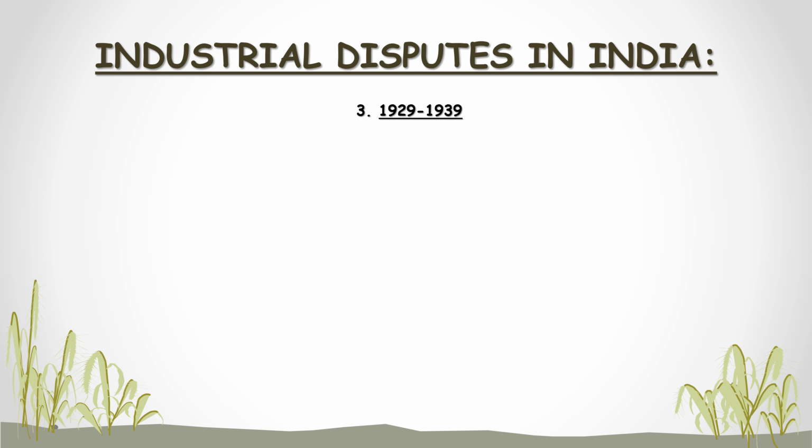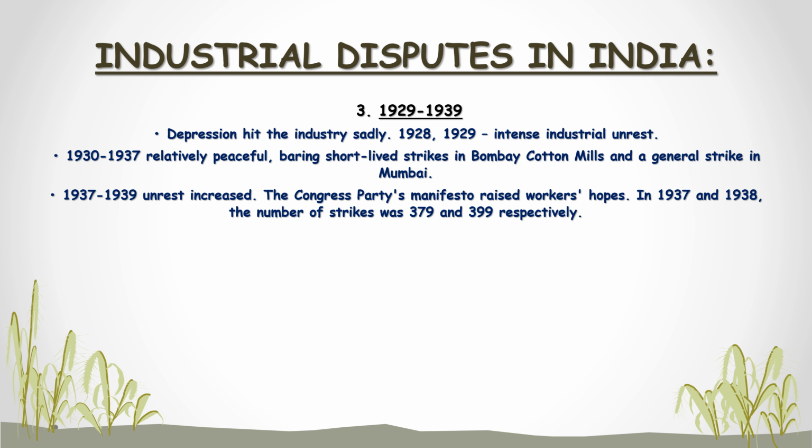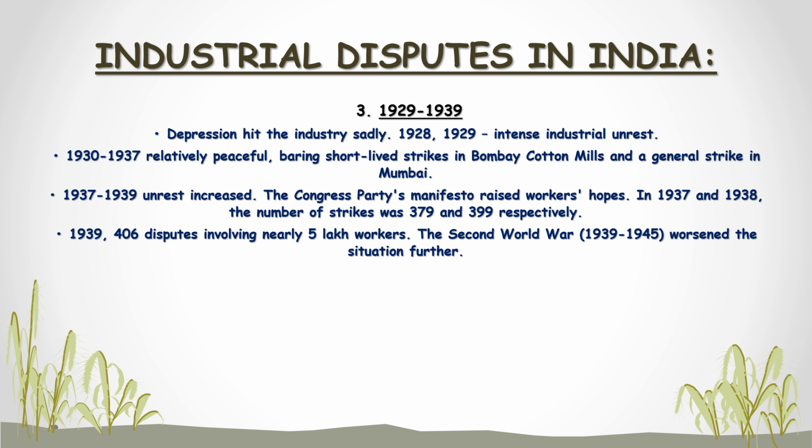3. 1929 to 1939. Depression hit the industry sadly. 1928, 1929, intense industrial unrest. 1930 to 1937, relatively peaceful, barring short-lived strikes in Bombay cotton mills and a general strike in Mumbai. 1937 to 1939, unrest increased. The Congress Party's manifesto raised workers' hopes. In 1937 and 1938, the number of strikes was 379 and 399 respectively. 1939, 406 disputes involving nearly 5 lakh workers.